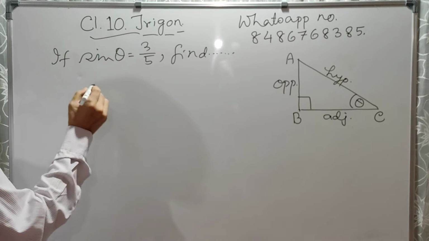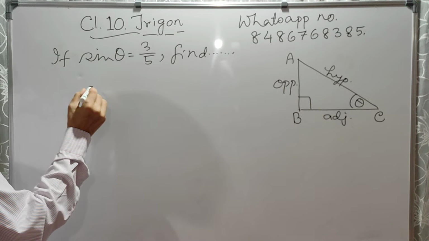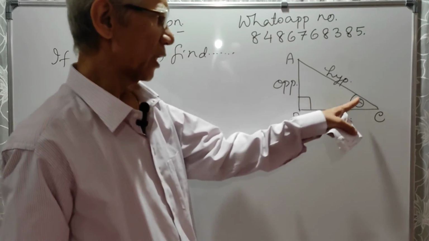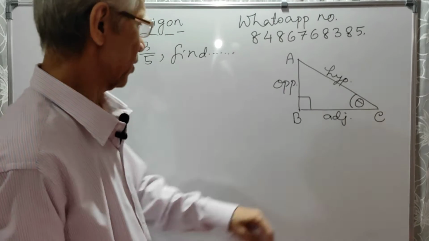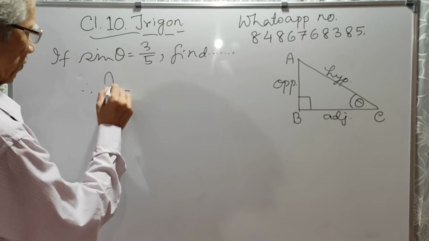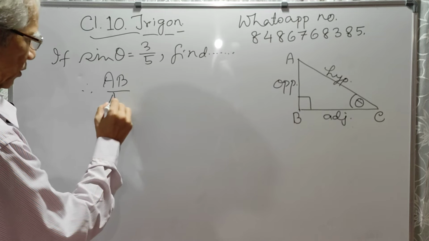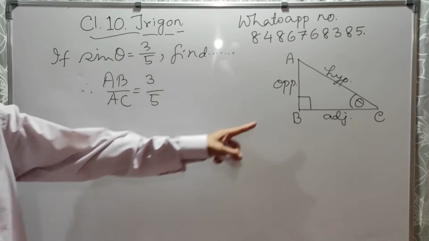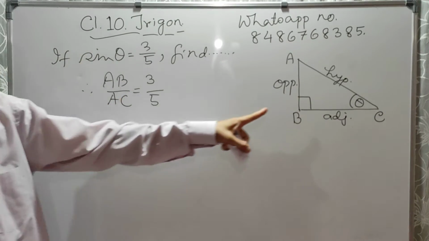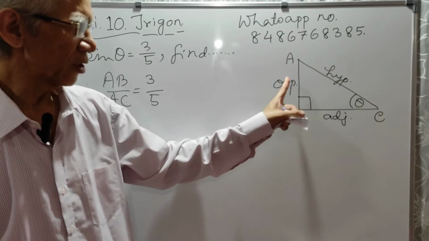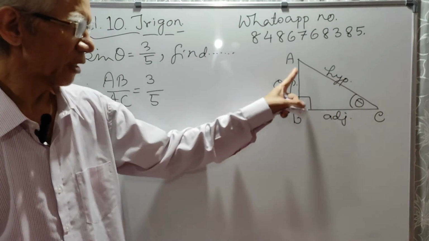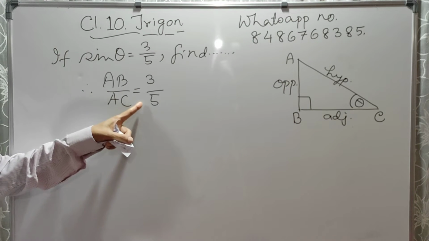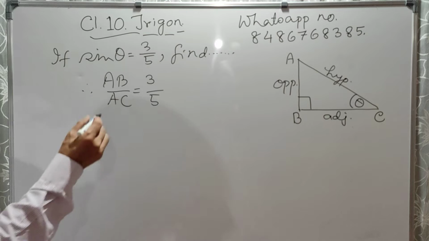So sine theta equals 3 by 5. Now, what is sine theta? Opposite by hypotenuse, that means AB by AC. So AB by AC equal to 3 by 5. We are making use of a triangle. Sine theta in this triangle is AB by AC. Sine theta is opposite by hypotenuse, or you can say perpendicular by hypotenuse. So AB by AC is sine theta, that is 3 by 5.